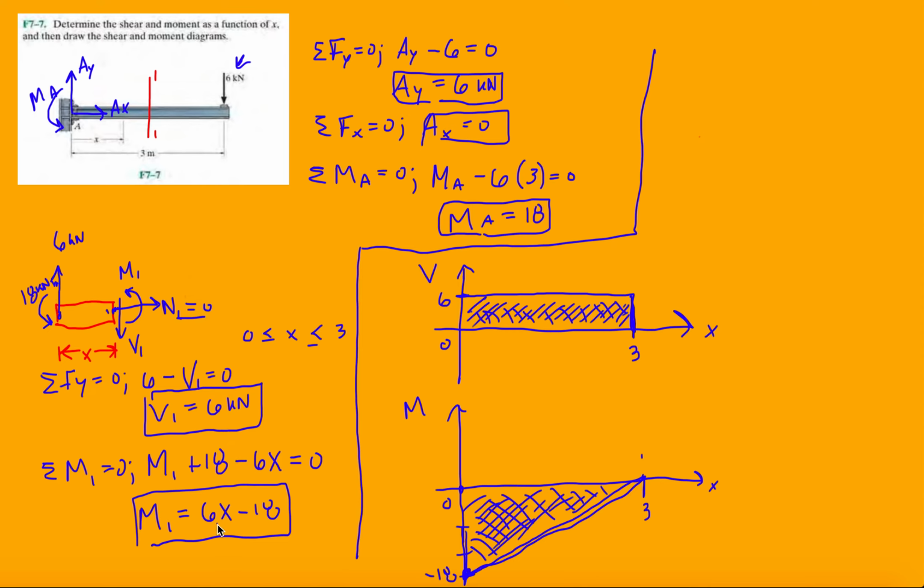Once you have your moment, take one derivative with respect to x. So we do dM/dx. When we take the derivative of this, it's just 6, which is equal to my shear force. So the derivative of your moment with respect to x should equal what you have for your V. So the slope of the moment is equal to your V. Here we have a positive slope, so we should have a positive V. And this is a pretty nice introduction. They're easing you into the shear force and moment diagrams.